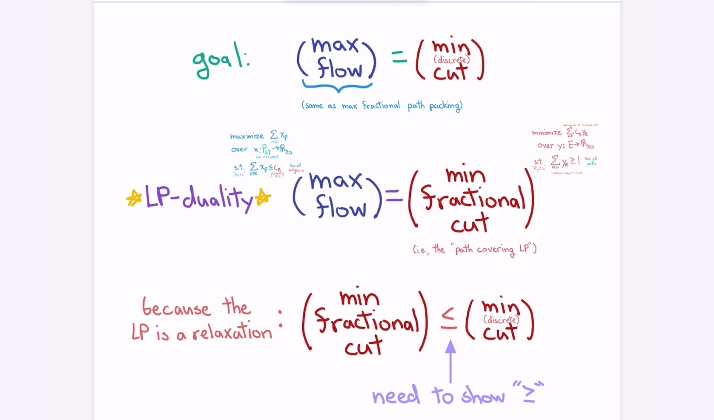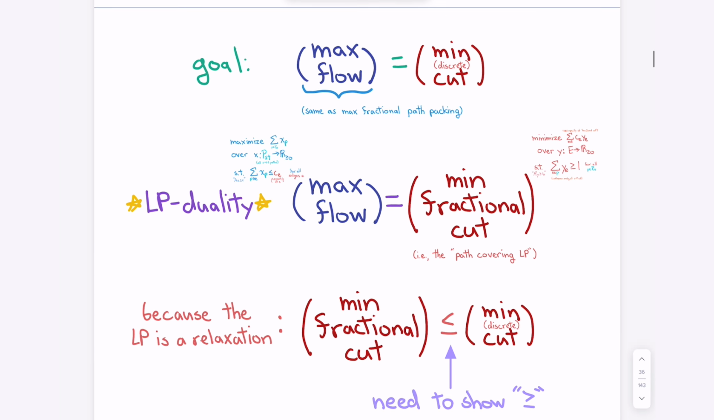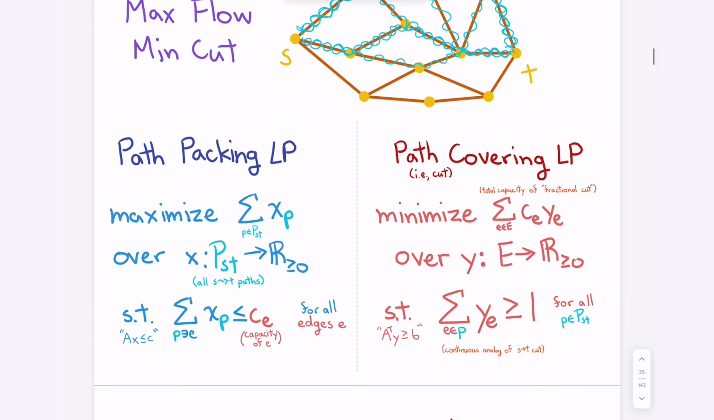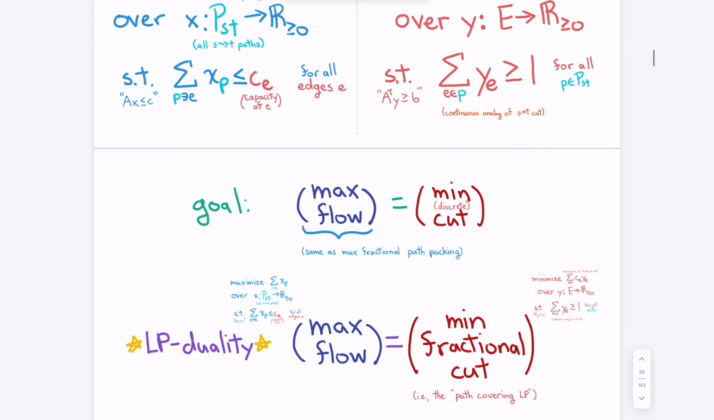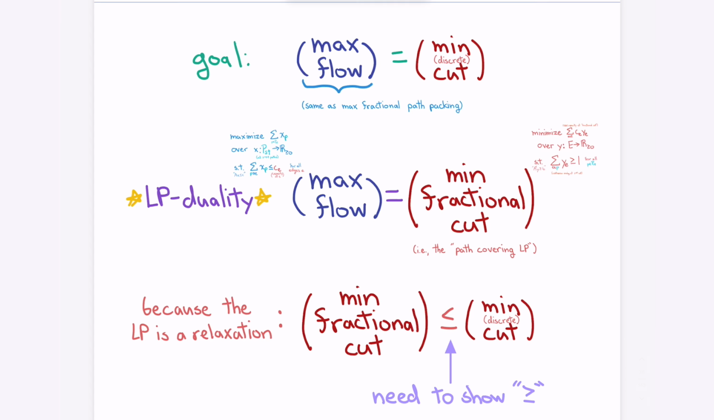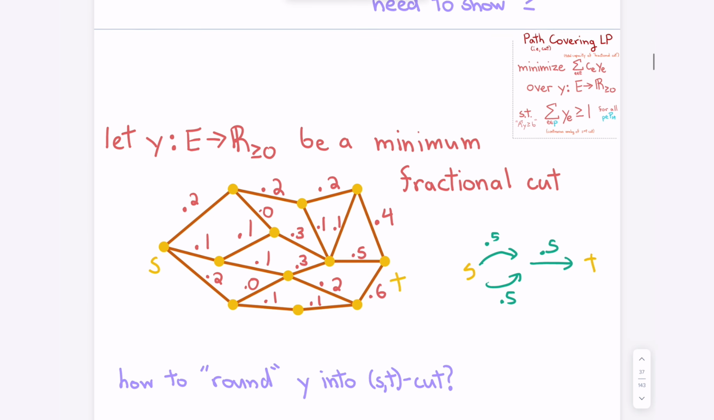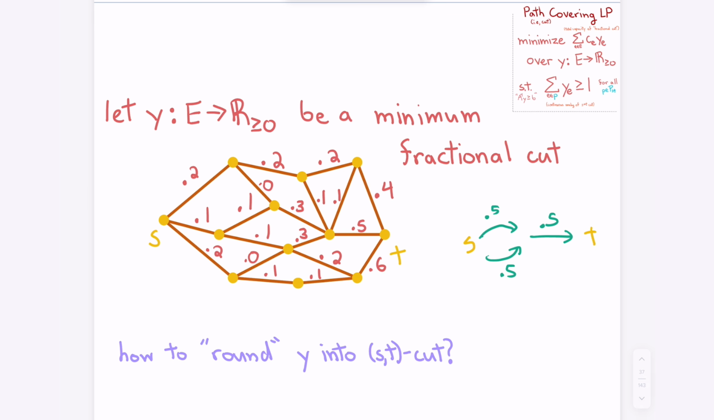All right. So what we're going to do is take a rounding approach. We're going to solve this LP on the right. There's some solution, and then we're going to figure out how to turn it into a discrete cut. So suppose you have some LP solution, maybe something like this. If I did this correctly, probably didn't, every S to T path should have total distance at least 1.